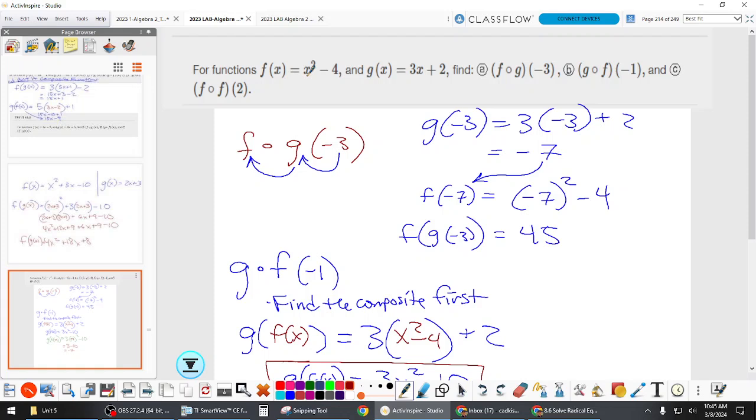Uh-oh. This is current unit stuff. What's going to happen with those x squareds? Here, just imagine if it didn't have the negative 4. So I'm plugging x squared into x squared. So what do we do with those? Yeah, we're going to have a fourth degree polynomial, okay? In that case, too, I would not do the composite. I would just stick stuff in like Andrew did. Just plug numbers in and solve first.